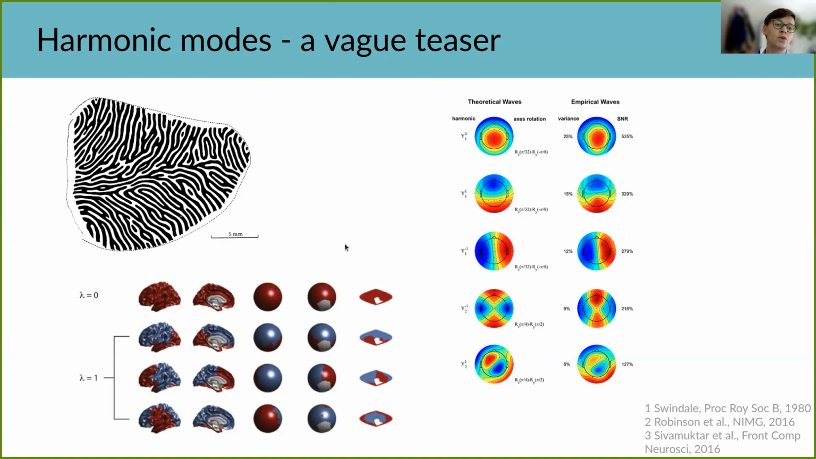Going one step further, you can project spherical harmonics back onto the cortical surface. And despite this kind of hole caused by the corpus callosum between the two hemispheres, you will still see patterns that are very reminiscent of known functional and structural networks. And this was shown by Robinson and others in 2016.